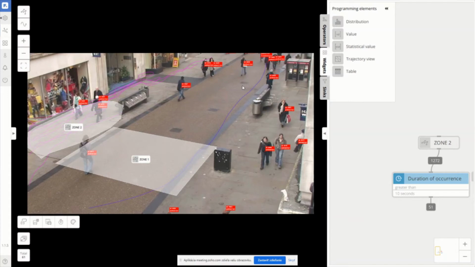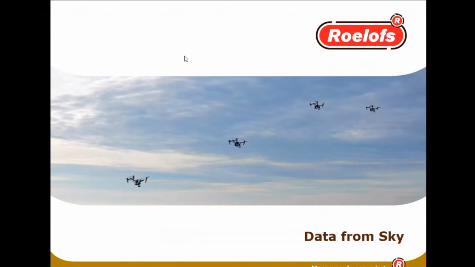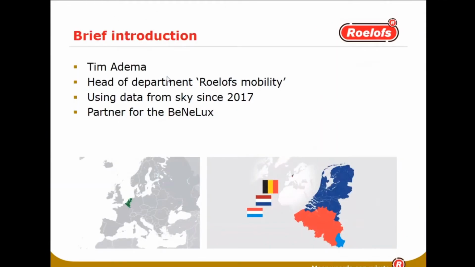All right, now a word back. And of course, we have used the software Data from Sky from RCE. Well, let me give a brief introduction. Of course, my name is Tim Adema. Lenka introduced me already. I'm head of the Department of Roelof's Mobility. Roelof is a company in the Netherlands with 280 employees. So it's not large, but also not a small company.